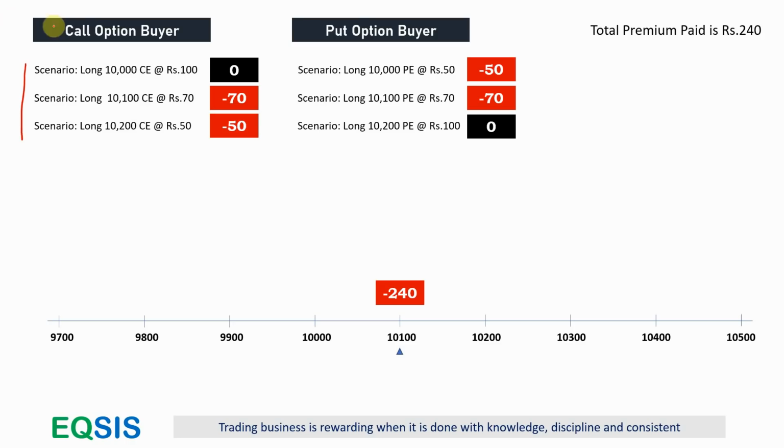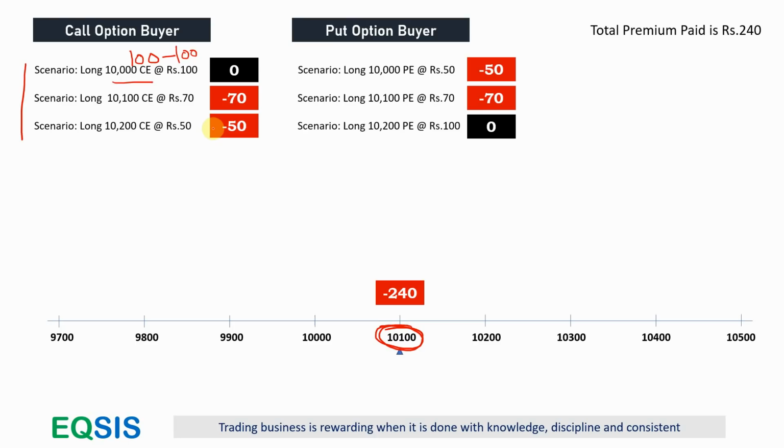Okay, now let's say we have taken the 10,000 call, 10,100 call, 10,200 call, and the 10,000 put, 10,100 put and 10,200 put. So let's say the market exactly settles at 10,100. What happens to the 10,000 call? This gets the intrinsic value of 100 rupees. But remember one thing, the premium paid is 100 rupees. So net is 0. Whereas the 10,100, if the market settles at 10,100, you get nothing. So the intrinsic value ends up 0, but the premium paid is 70, so that becomes minus 70.